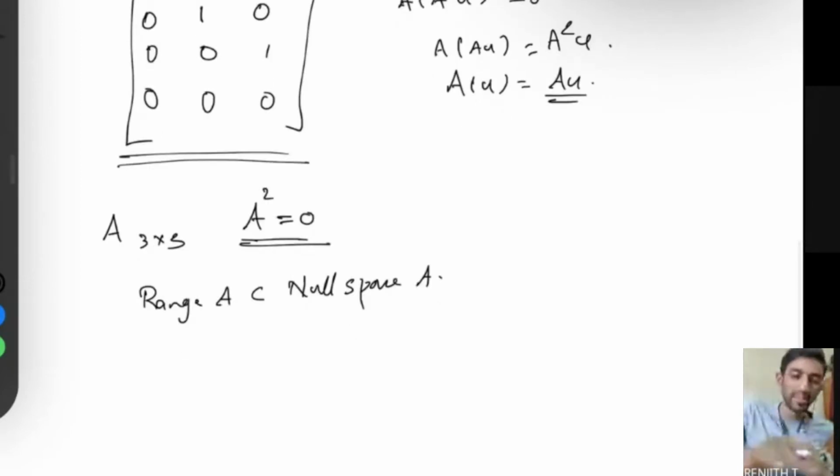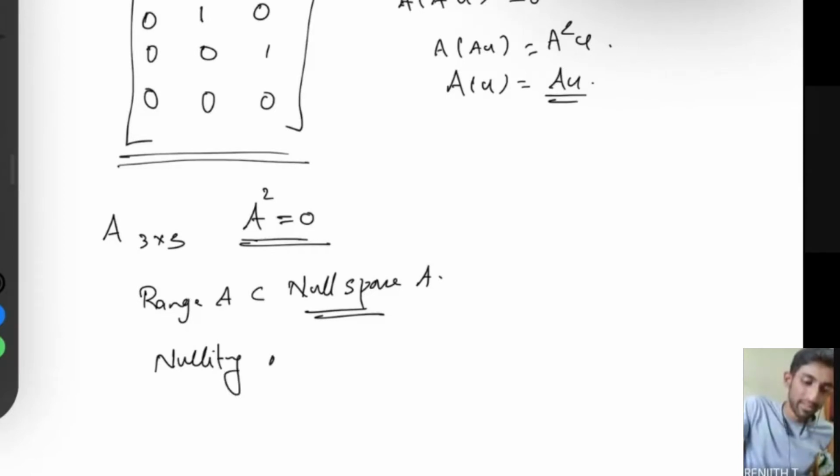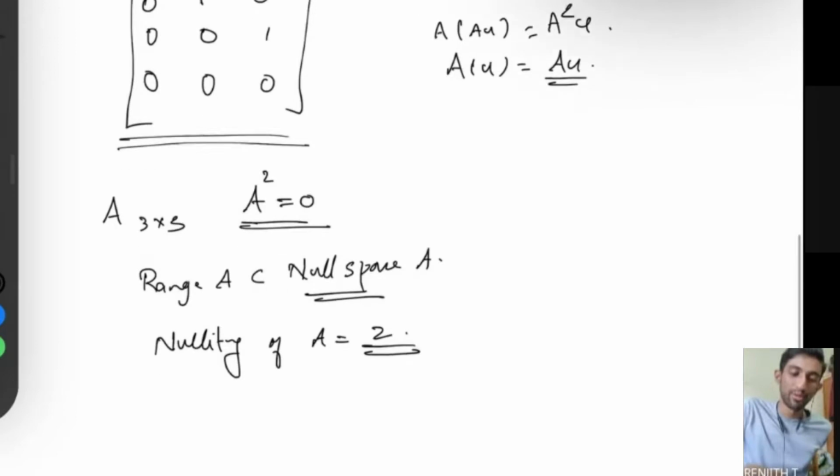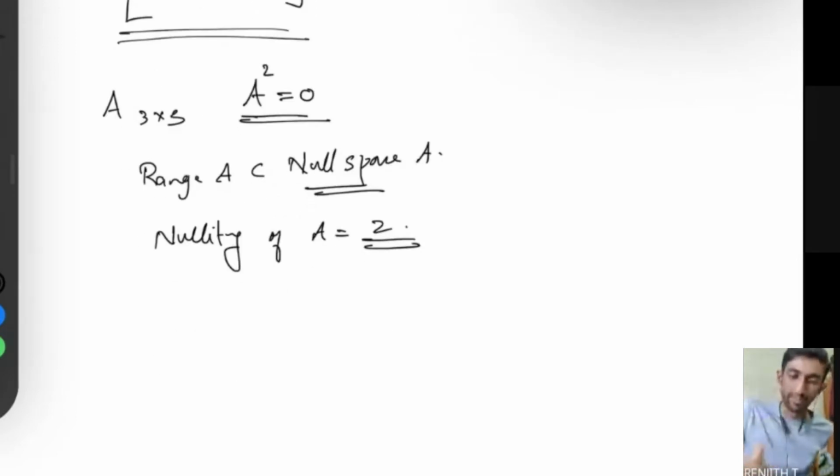If the range of A must be contained in the null space of A, then by the rank-nullity theorem, the nullity of A must be bigger than or equal to the rank of A, and the sum must be equal to 3. So the only option is that the nullity of A must be 2. Okay, so this is an important piece of data we need. So we have nullity 2.